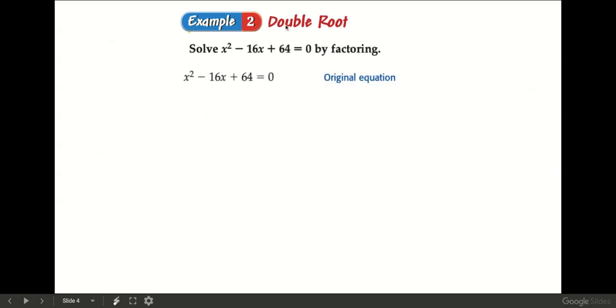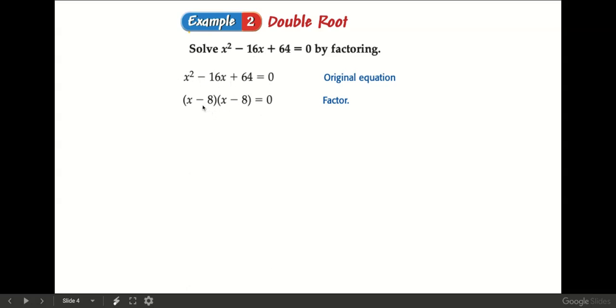So we are going to go now talk about this thing called the double root. So let's look at this example here. I have x squared minus 16x plus 64 equals 0, and I want to solve by factoring. So again, I'm going to take this original equation and factor it. I have to use my factoring techniques, right? So this is going to be x minus 8 times x minus 8. And again, you can multiply these out, and it would show you that you could go back this way.